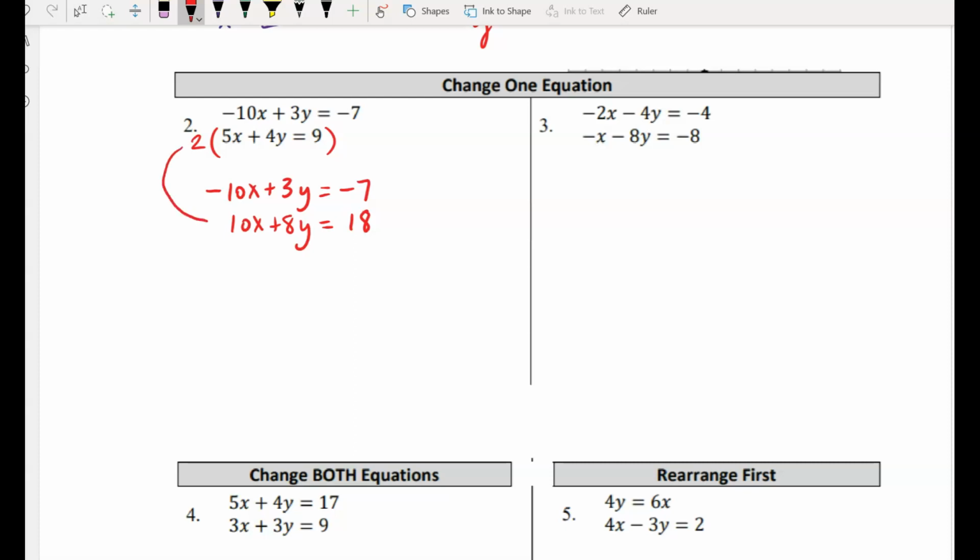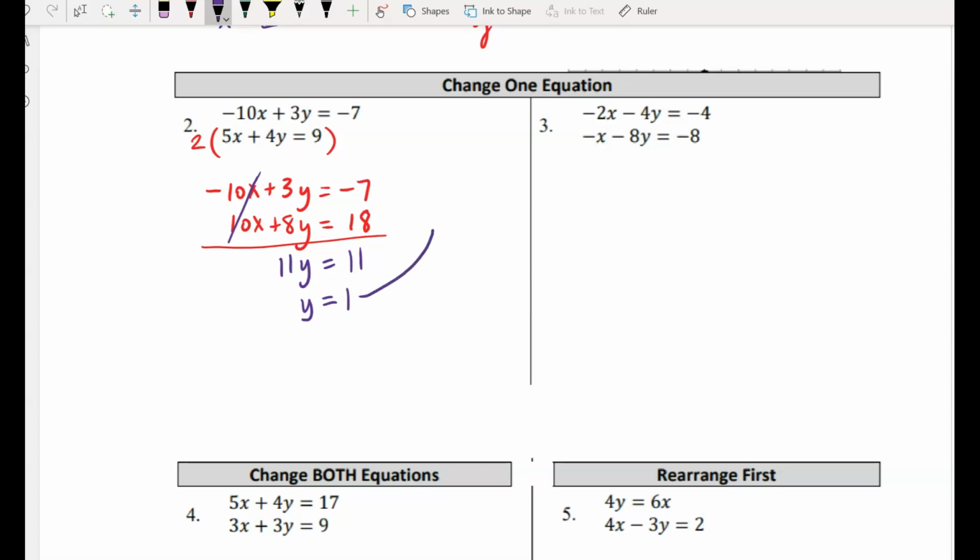Even though these equations don't look the same, they represent the same line because one is just a multiple of the other. They have all solutions in common. Now when I add these two equations together, the x values are going to cancel out to 0. I can add the y's together. 8 plus 3 is 11y, and add the numbers together, and I get 11. Now to solve for y, divide both sides by 11, and y is equal to 1.